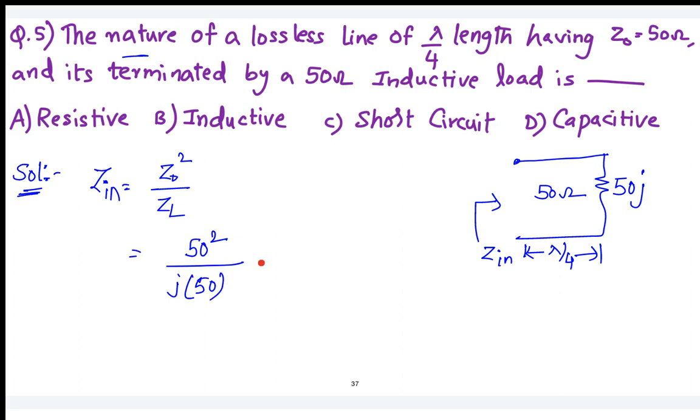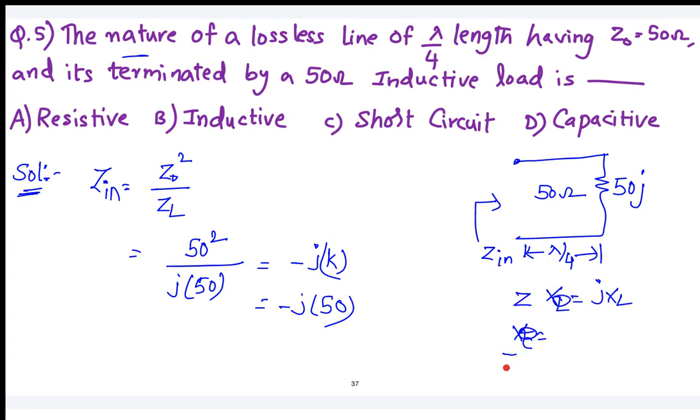This is of the form, what form is it? Minus j into some constant. That constant will be 50. So the value you are getting is minus j into 50. When you see a capacitance, you express it as minus j. For an inductance, you write j into XL. If it is a capacitive impedance, you write minus j into XC. Agree or not? So this is also of the same form, minus j into XC, so the nature of the load is basically capacitive.